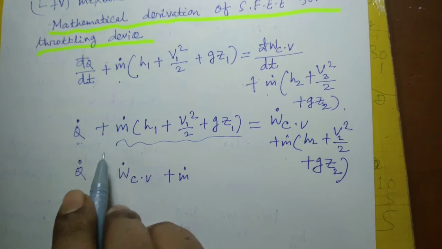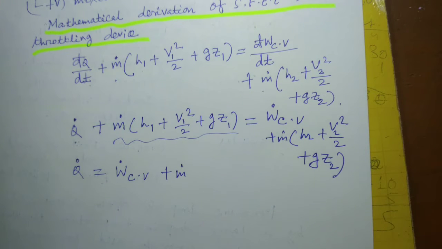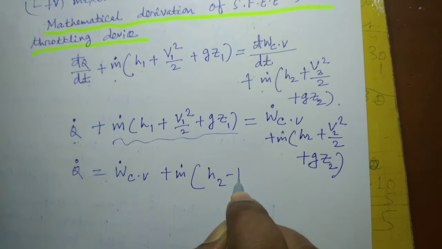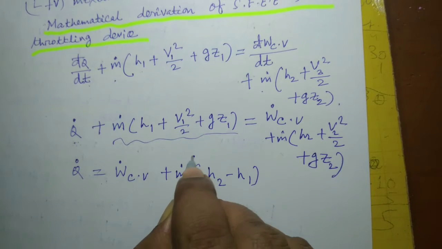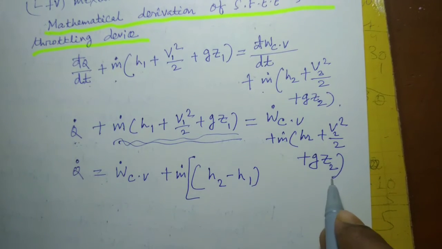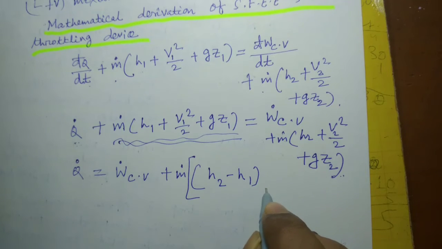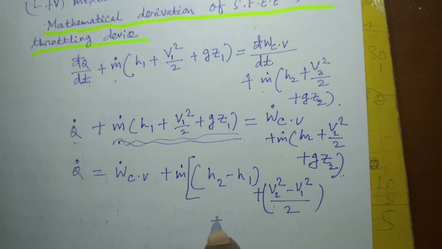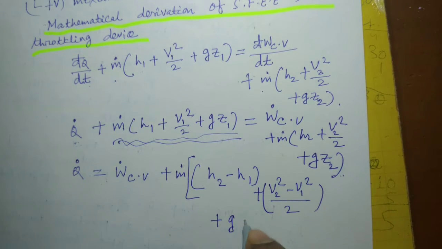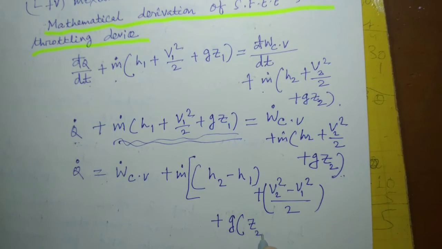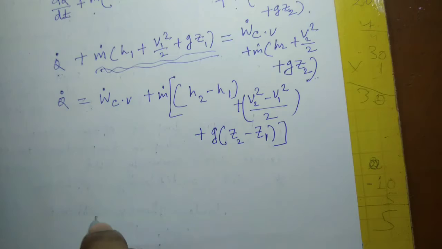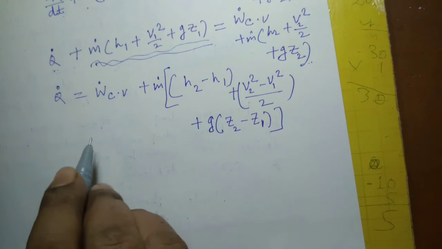Obviously we have considered that there is a single stream of fluid entering and a single stream leaving, this is a single stream case. मतलब m dot (h2 minus h1). I will take this whole term to this side. m dot (h2 minus h1 plus (v2 square minus v1 square) divided by 2 plus g (z2 minus z1)). So this is the equation.